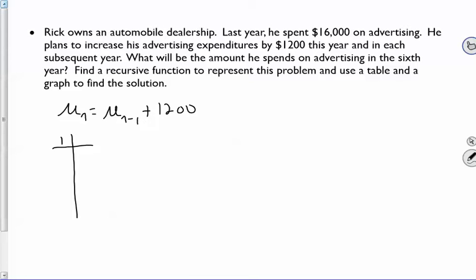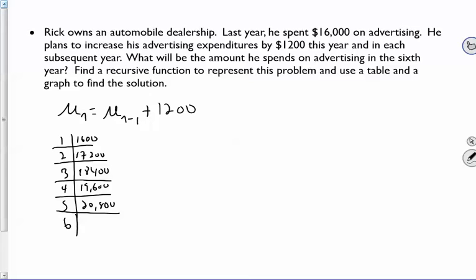So first year 16,000, second year 17,200, third year 18,400, fourth year add 1,200, that's 19,600, fifth year 20,800, sixth year 22,000. So there you go, 22,000 bucks.